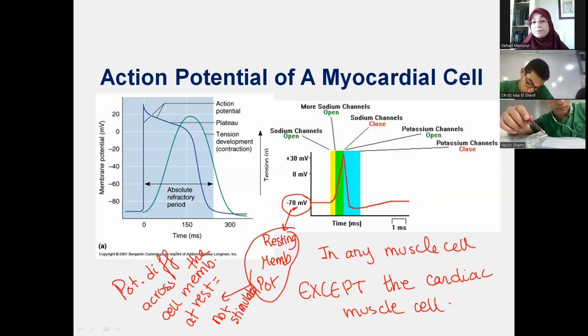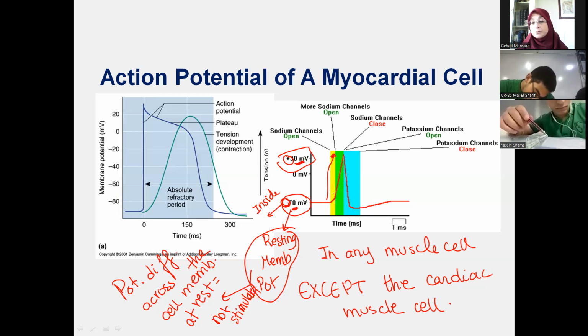When we say 70 millivolts, this means that the outside is more positive by 70 charges than the inside. Why did we say this? Because of this negative sign. The negative sign here always refers to the inside. And then when an electric impulse comes, depolarization occurs. And when depolarization occurs, the reversal occurs, meaning that we ascend from minus 70 millivolts until we reach plus 30 millivolts.